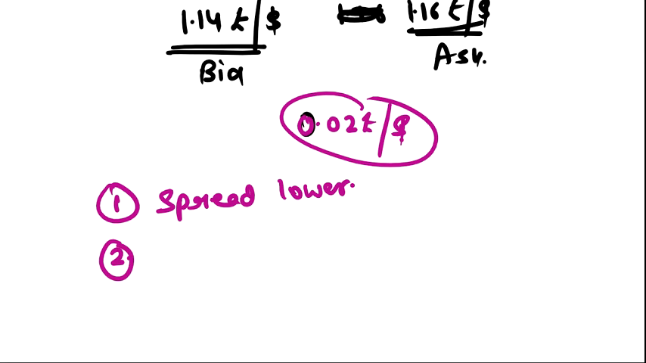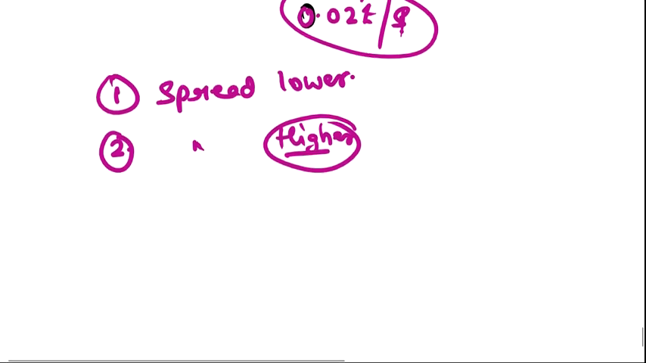Clear? Second, if you are getting a huge amount of volume, means Mr. C is coming with a $10 million buy trade. In that situation, the spread is going to be higher. Over here you will think that when volume is high, then spread must be lower, but no, that's not the fact. The reason is that Mr.